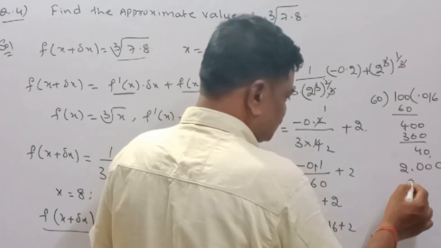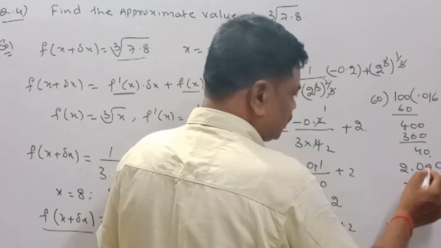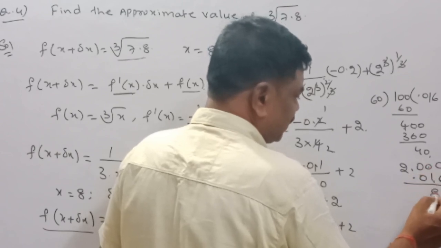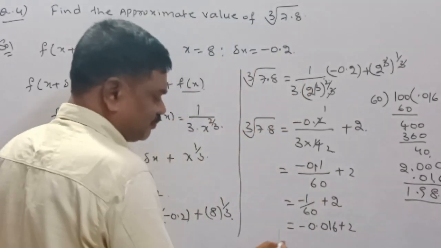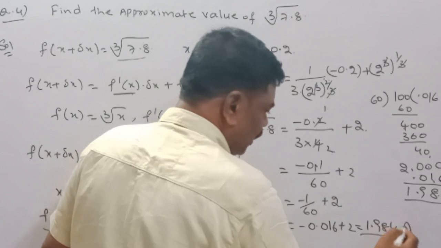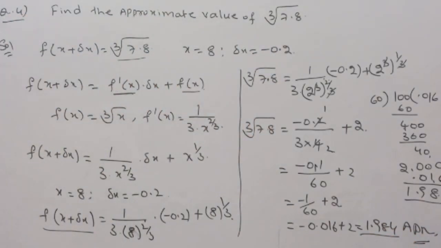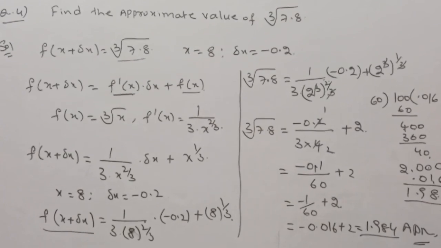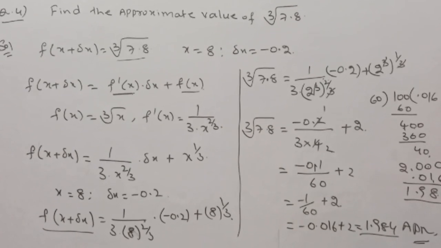2.000 minus 0.016 is 1.984. This value, approximately 1.984, is the approximate value of cube root of 7.8. Okay, all of you. Thank you.